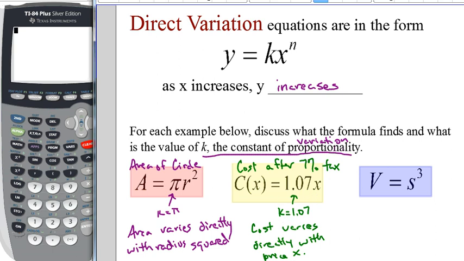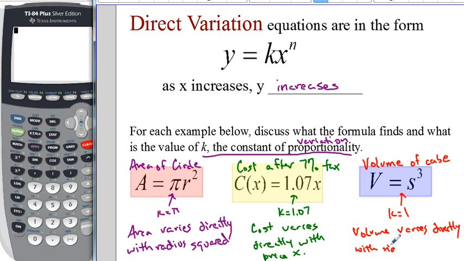And this third one should look familiar as the volume of a cube. Here too we have a value for k. It's kind of invisible, but here k equals 1. And we could say that the volume varies directly with the side length cubed.